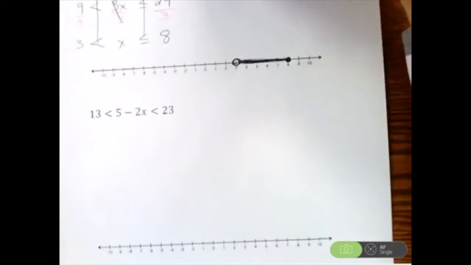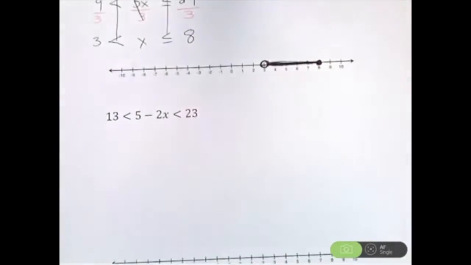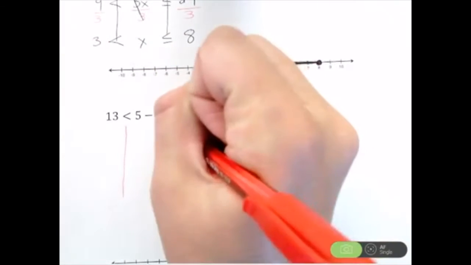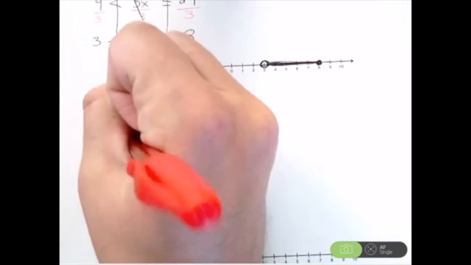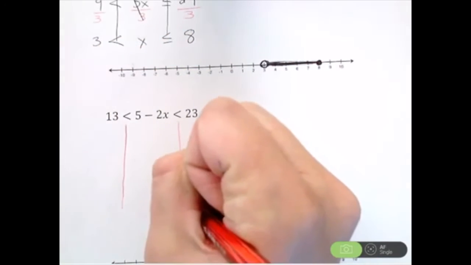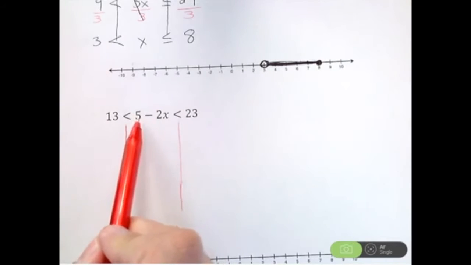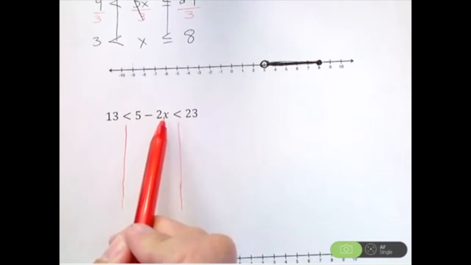All right, let's do another example. So the next one, I have 13 is less than 5 minus 2x, which is less than 23. Again, the goal is to get x by itself. If we have to distribute, combine like terms, stuff like that, always take care of that first. And then order of operations backwards. So I have to get rid of the 5 and this minus 2 with the x.